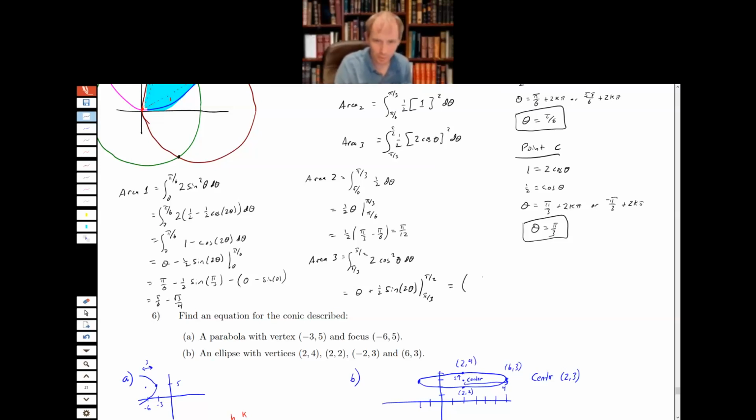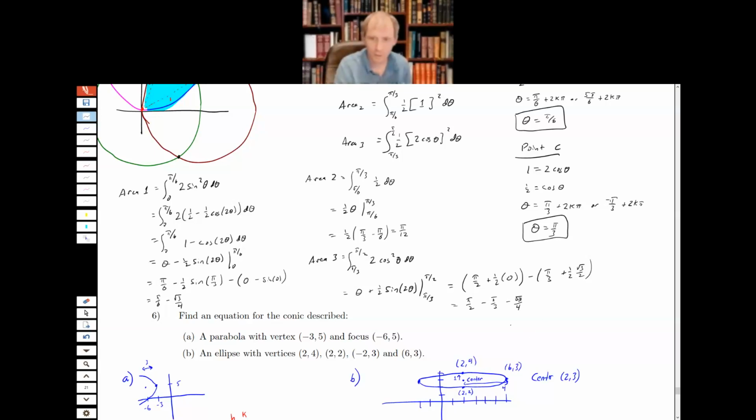Okay, so when I plug in pi over 2, I get pi over 2. Pi over 2 times 2 is pi. Sine of pi is 0. When I plug in pi over 3, I'm going to get pi over 3 plus 1/2 sine of 2 times pi over 3. Sine of 2 pi over 3 is actually the same as sine of pi over 3, which is root 3 over 2. Okay, so we get pi over 2 plus 0 minus pi over 3 minus root 3 over 4.